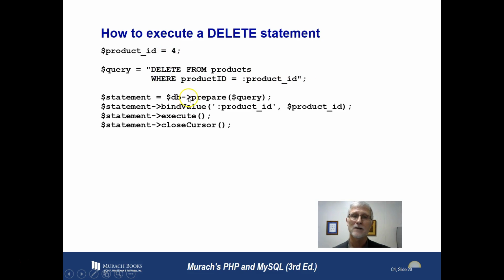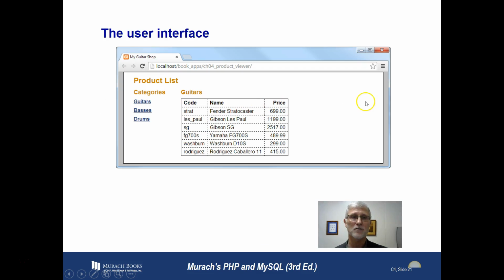I'm going to delete. Here's my prepare. Here's my bind, execute, and close the link. So you can tell that I'm creating a query. I'm doing a prepare statement. I'm doing one or more bind variables. And then I'm executing. And then closing that cursor down.